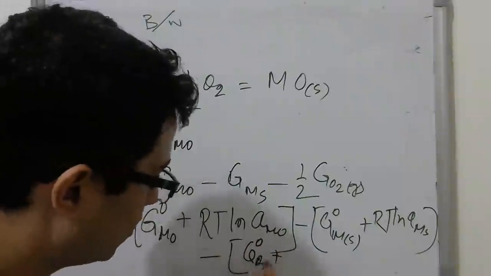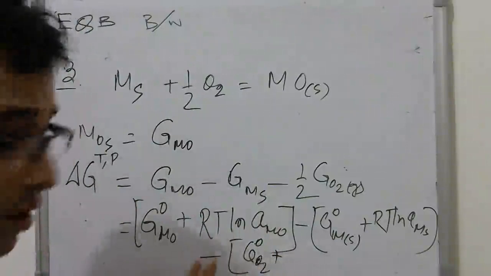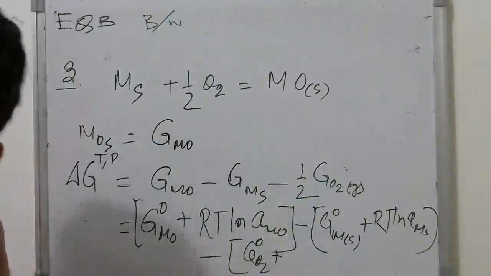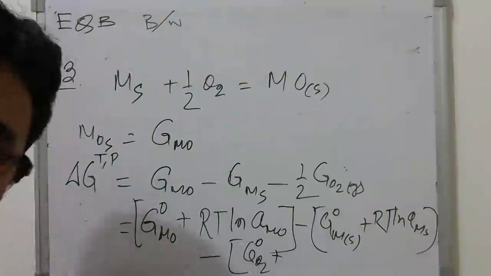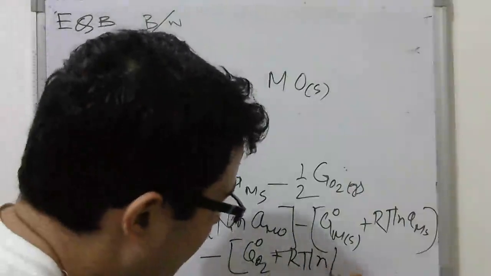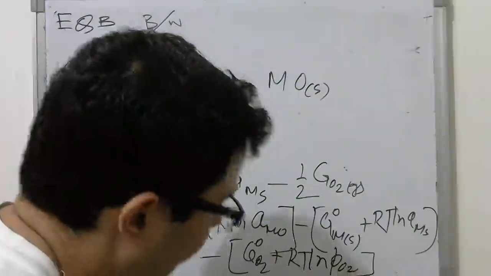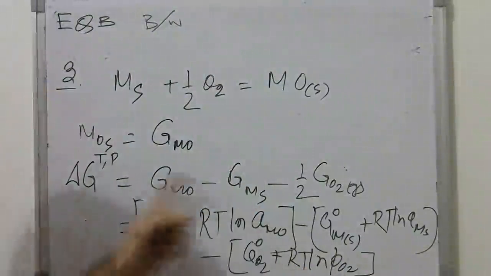0 plus, this is a standard state. It's not zero, it's a standard state. I mentioned what a standard state is: at 1 atmospheric pressure and 25 degrees centigrade, the free energy of a system is termed its standard free energy. Okay, RT ln P O2. This is the partial pressure at that particular temperature where the reaction is taking place.